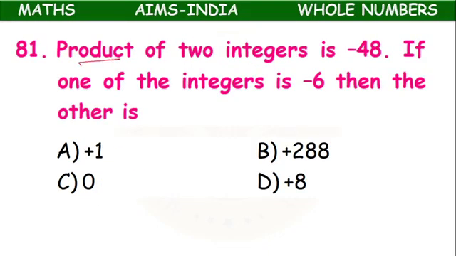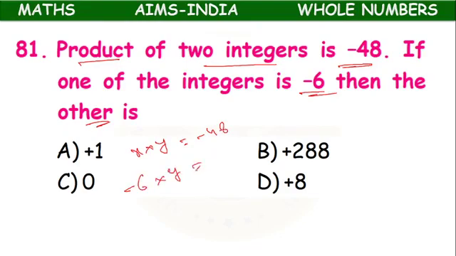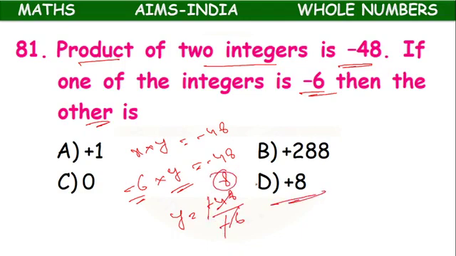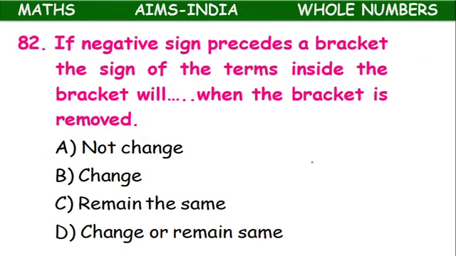Next, the product of two integers is minus 48. If one of them is minus 6, what is the other? Means x into y equals minus 48. If x value is given as minus 6, then what about y? Y equals minus 48 by minus 6. Minus, minus cancel. 6 8s are 48. So answer is plus 8. D option, plus 8. Next.